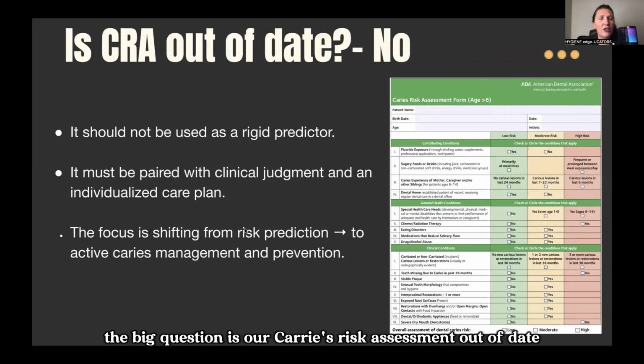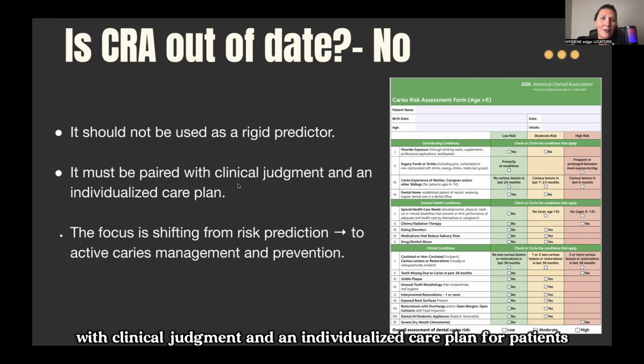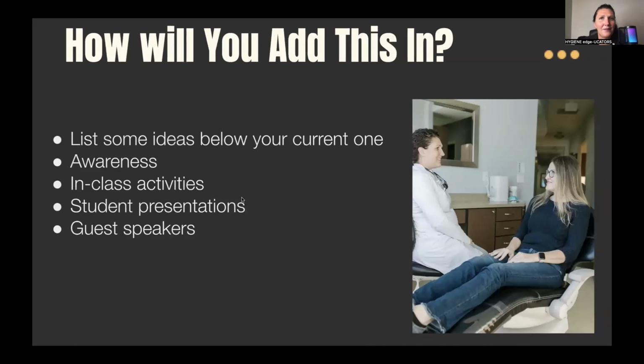So, the big question is, are caries risk assessments out of date? No, by no means. It's up and coming, it's exciting. But of course, maybe it shouldn't be used as a rigid predictor. Just because they have high risk, if we can lower that risk, it might not always mean that they get a cavity. It should be paired with clinical judgment and an individualized care plan for patients. And the focus is shifting from risk prediction to active caries management and prevention, which is really exciting.